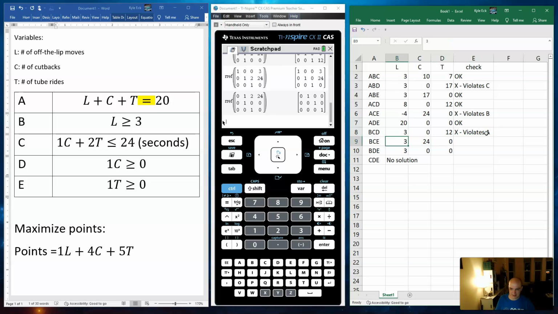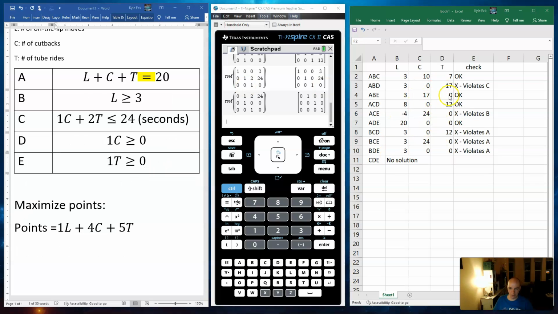Now, B, C, and D, is 3 plus 24 equal to 24? No, that also violates constraint A. And is 3 plus 0 plus 0 equal to 24? No, that violates constraint A. And C, D, and E already had no solution, so I don't have to do anything.